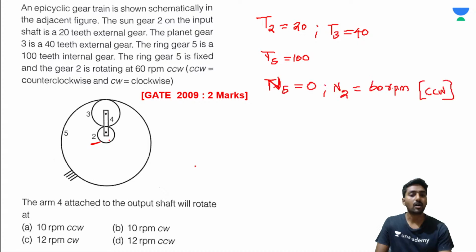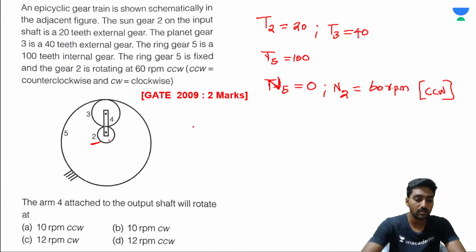The arm attached to the output shaft will rotate. Then how many rpm and in which direction? This is what we need to identify. So what we are going to do here is follow the tabulation method. What kind of tabulation method are we going to form in this part? I will explain the things one by one. Listen, you will get some idea.